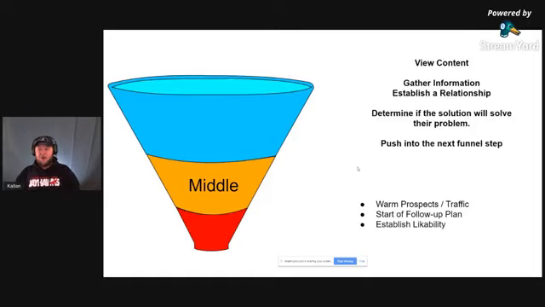The middle step of the funnel is the place where they're consistently viewing content. Your prospects are going to be gathering information. They're going to start establishing a relationship with you, whether you're communicating through DM, they're communicating in other forms, watching sales videos, or interacting with things like your website. At this point, they're trying to determine if the solution you have is actually going to solve their problem. Now, this is warm prospects, warm traffic. It's the start of your follow-up plan, and you're trying to establish the likability factor, right? So, at the top we know, and in the middle, hopefully we're going to get them down to the trust level, which is going to come in the next step.